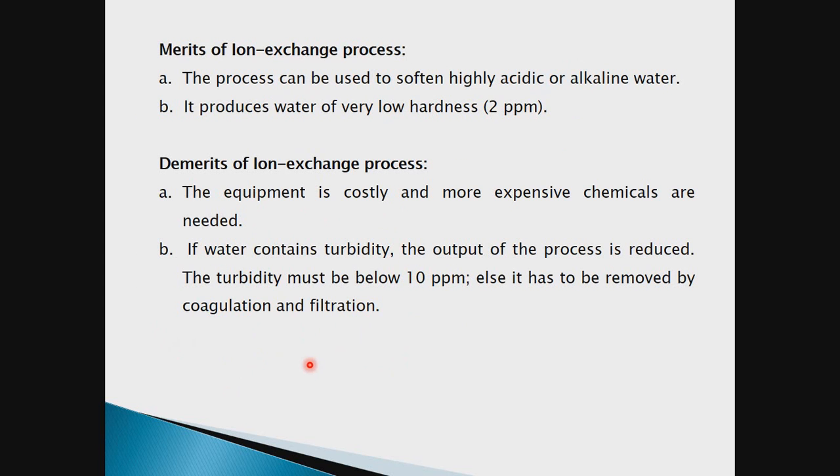Now you can see what the merits are. The process can be used to soften highly acidic and alkaline water. Your resins have acidic as well as alkaline functionality, so it doesn't matter whether your water is acidic or basic, you can straight away subject hard water to the ion exchange method. Remember, in the zeolite or permutit process, you cannot use highly acidic water because acid can damage the zeolite bed, but in this case you can.